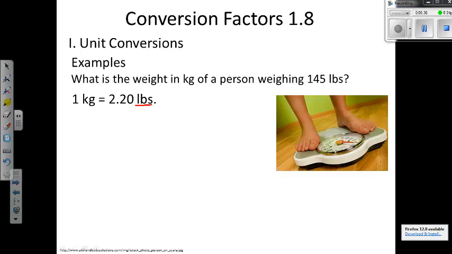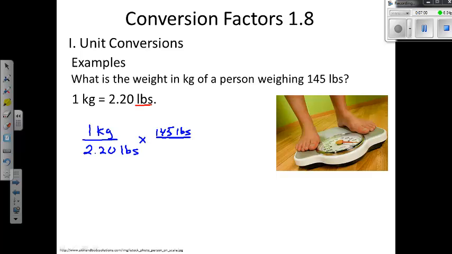145 pounds. I want to end up with kilograms, so I start out with kilograms on the top because I know that I want my answer in kilograms. So I'm going to put kilogram in the numerator, and a kilogram is 2.20 pounds. So this is called an equality, right? I have the same number on the top and the bottom, right? So I'm multiplying 145 pounds times 1. So that term would be called an equality, or a conversion factor is another way of looking at it.